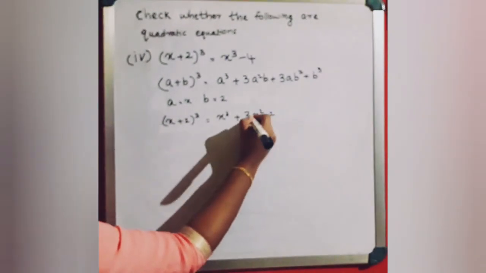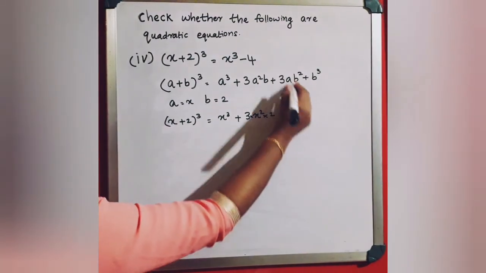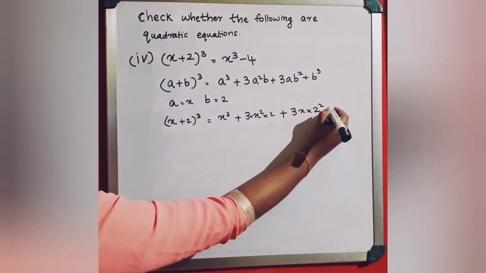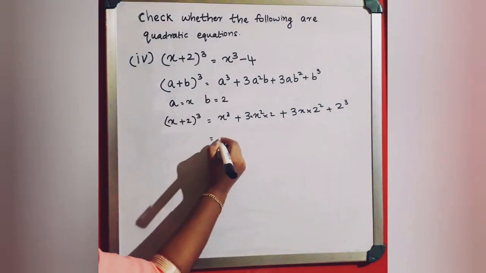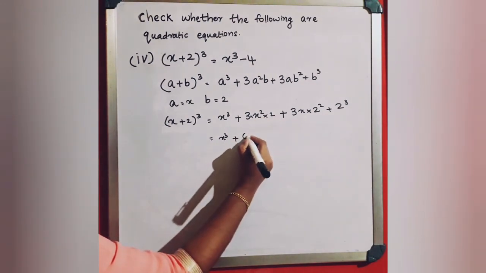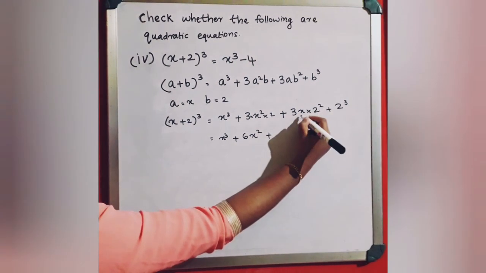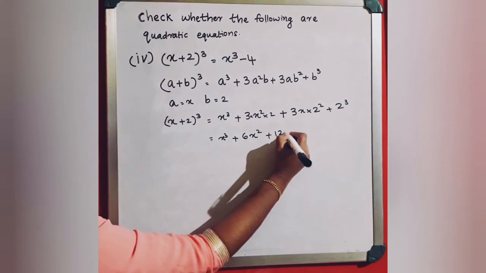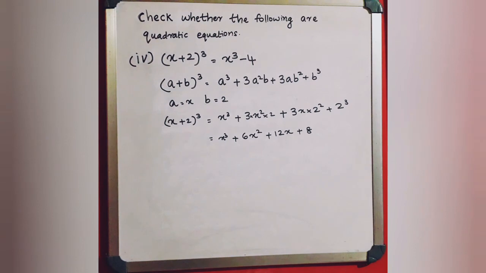into b, which is 2, plus 3 into a, which is x, into b square, which is 2 square, plus b cube, which is 2 cube. Just substitute these values. So x cube plus 3 into 2, 6, 6x square, plus 3 into 2 square is 4, 3 into 4 is 12, 12x, plus 2 cube is 8. So x plus 2 whole cube becomes x cube plus 6x square plus 12x plus 8.